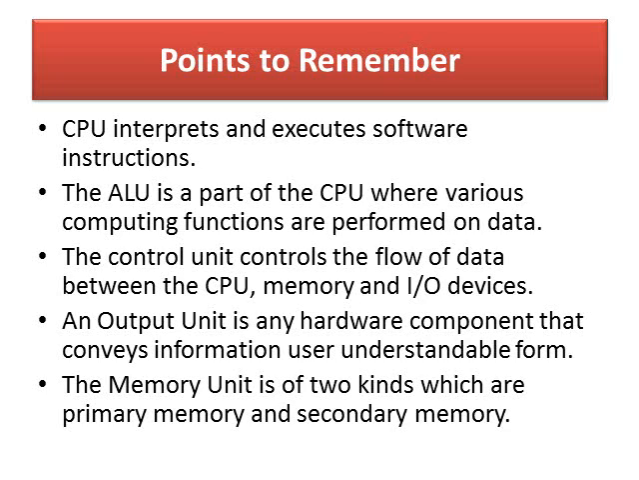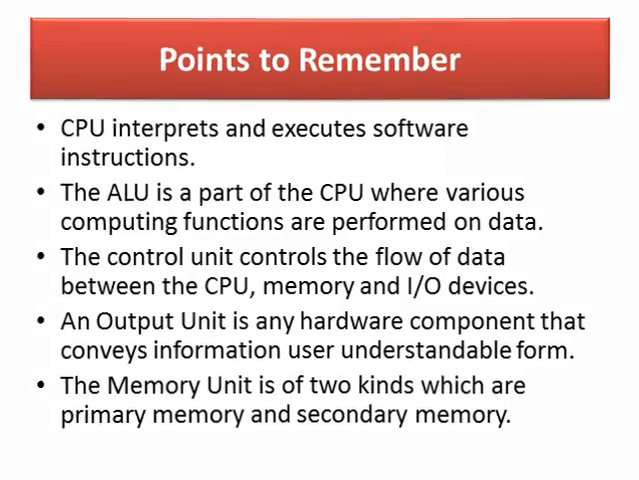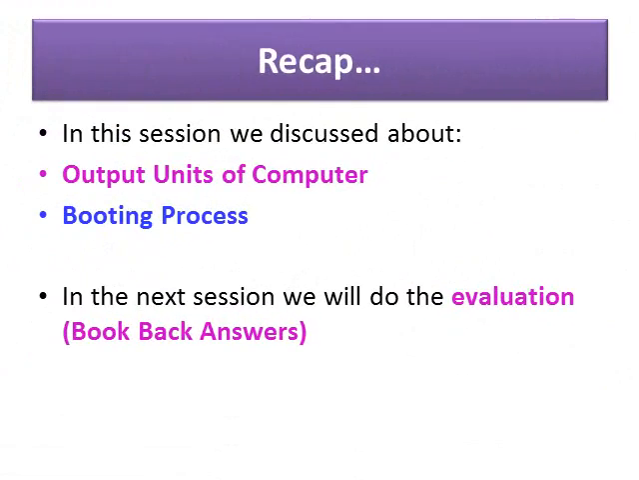An output unit is any hardware component that conveys information in one or more user understandable form. The memory unit is of 2 kinds, which are primary memory and the secondary memory. Primary memory or the main memory of the computer is the RAM, and the secondary memory or the permanent memory, which is the hard disk, CD drive, pen drive, flash drives, etc.